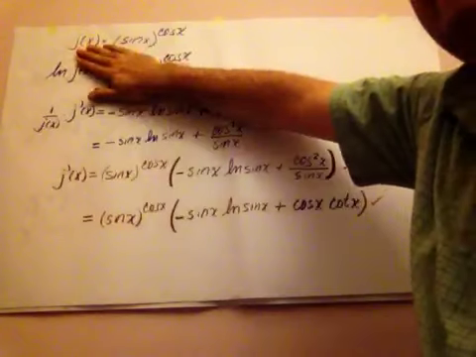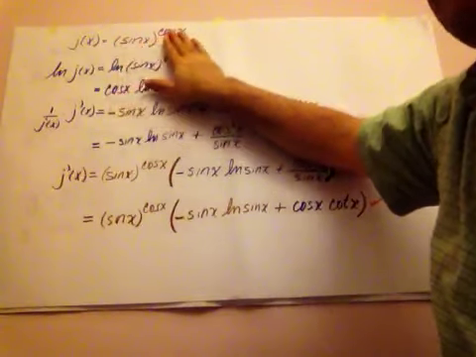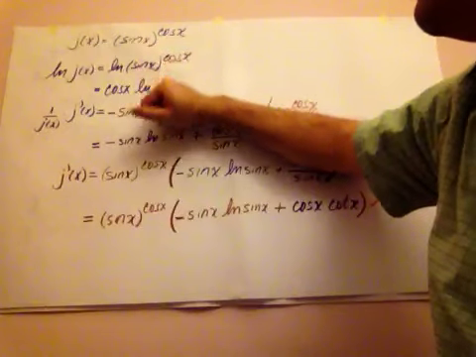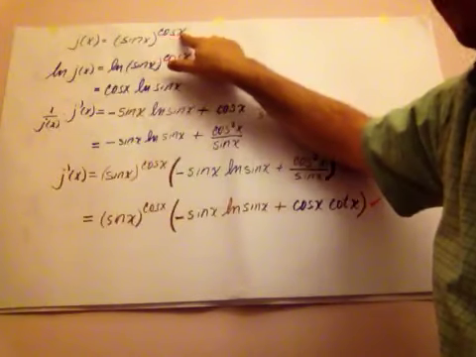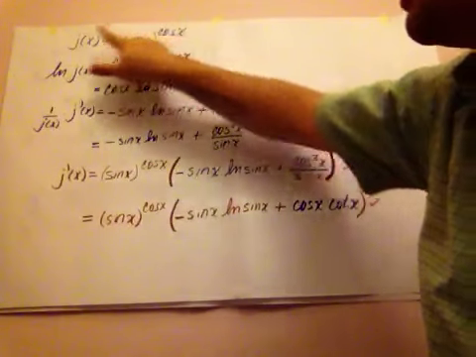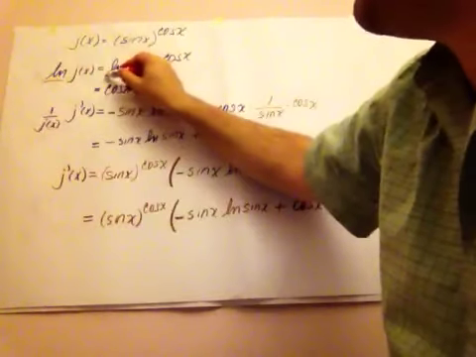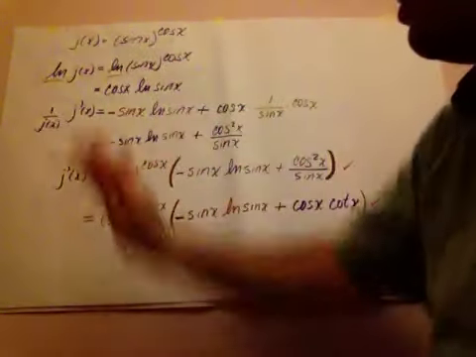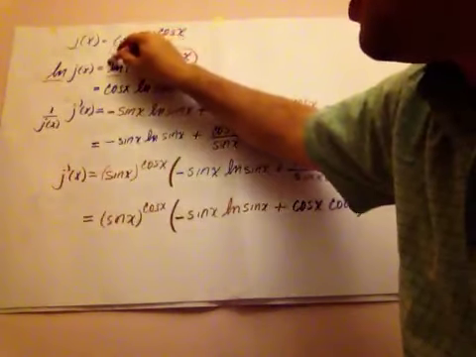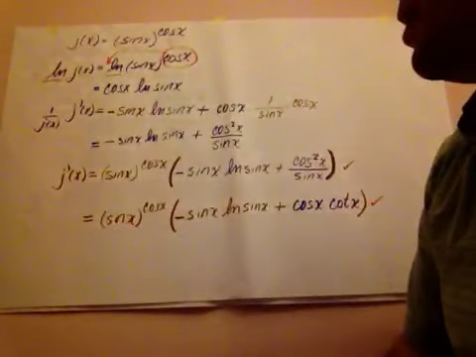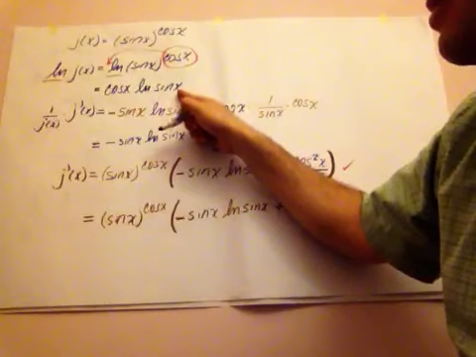Okay, let's take the function j of x is sine of x to the power of cosine of x. Again, we have a variable exponent, so we take the natural logarithm on both sides. Natural logarithm, natural logarithm. On the right side, we apply properties of exponents. Cosine goes here, so we have cosine of x times the natural logarithm of sine of x.